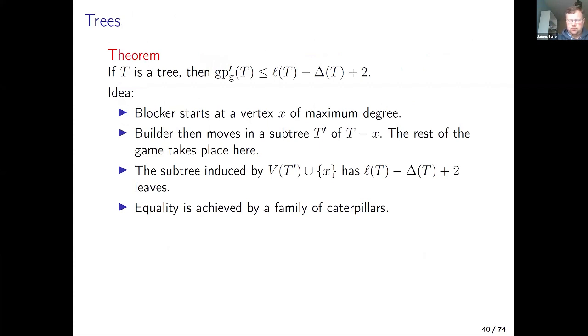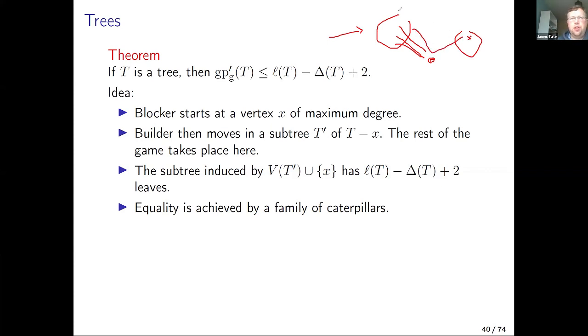For trees, for the blocker number, an upper bound is the leaf number minus the maximum degree plus 2. And the reason for this is as follows. If this is blocker's first move, then builder will have to go inside one of the components resulting from that vertex being deleted, and then all of the rest of the game has got to take place inside that component, because if we had something elsewhere, we'd have a shortest path like this.